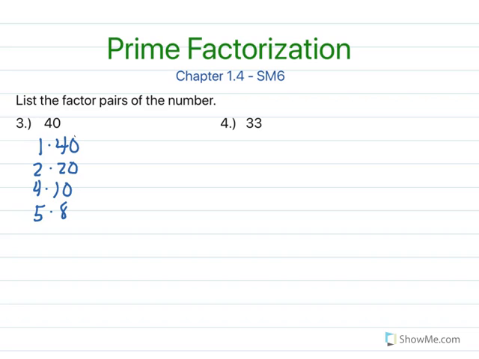Okay, well, 6, no, because it's 36. 7 times 7 is 49. We are all out of options because once that first number is bigger than the second number, we've already passed all of them. So these are our factor pairs.